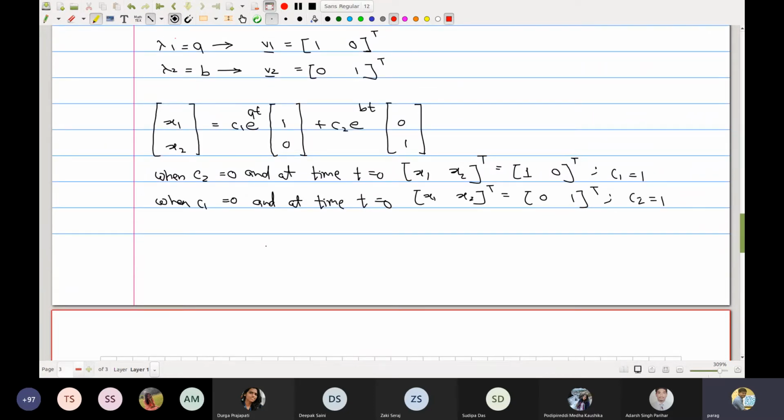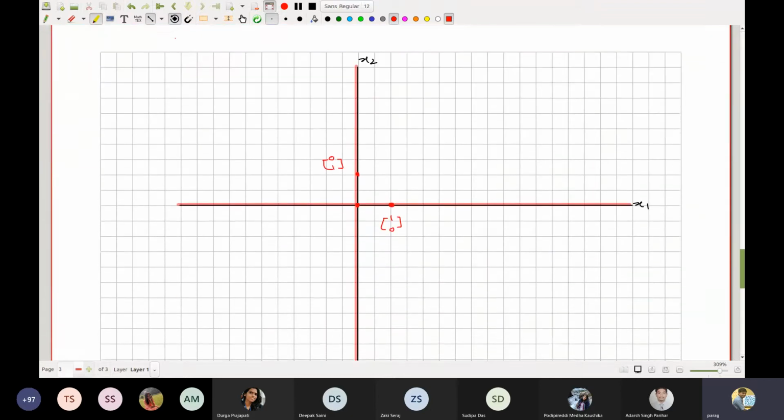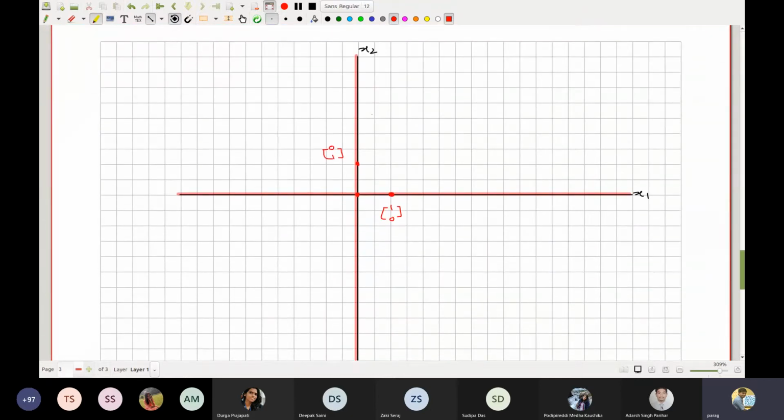Now the point is, what is the significance of C1, C2, right? In the first case I kept C2 0 all the time. In the second case I kept C1 0 all the time. But when I do not keep C1 and C2 as 0, what will happen is I will come out of these two lines. I will come here and I will come here, in one of the four quadrants, right?